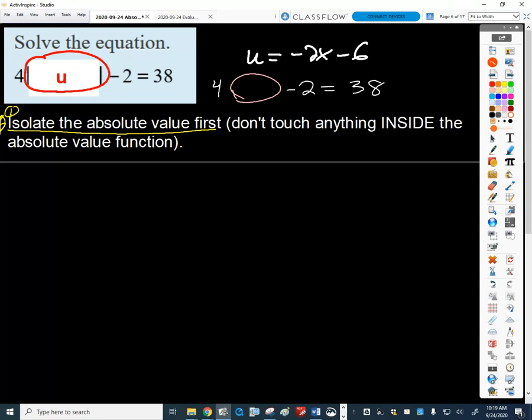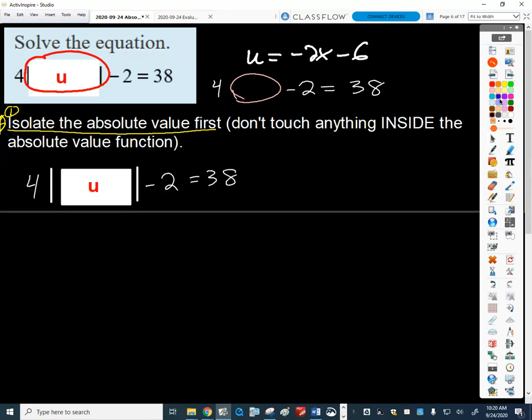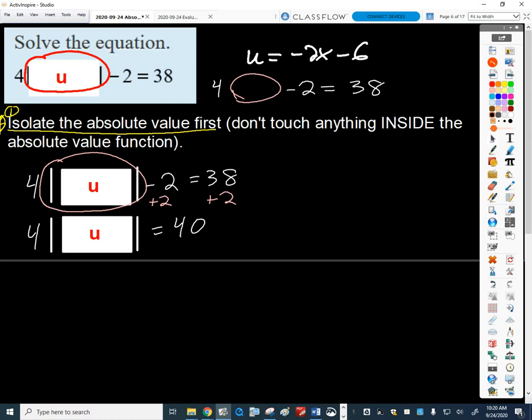What's the first thing we're going to do, Ann? Add 2 to both sides. Perfect. So the very first thing we do is we're going to add 2 to both sides, to get, and here's my red bubble again, the red bubble we're trying to isolate. If we add 2 to both sides, the 2's cancel and I get a 40 on this side.